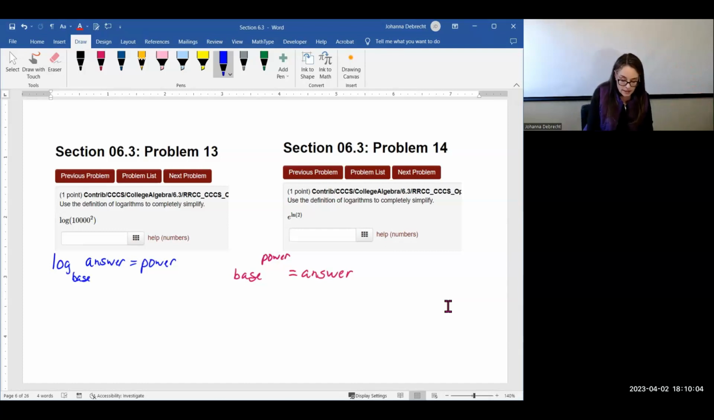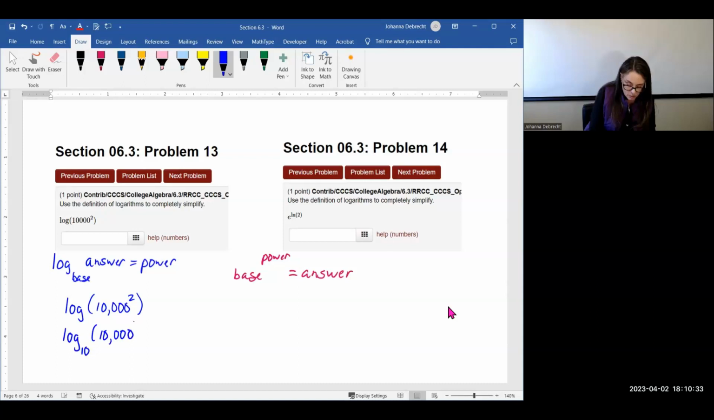So when I'm looking at this, what I have right now is log of, well, what that looks like 10,000 squared. There's no base written. What is it? They wrote log, so it's not base e, but they skipped it, so it must be base 10. So the first thing I'm going to do is I'm going to put in the base of 10. So I have 10,000 raised to the second power as the answer.